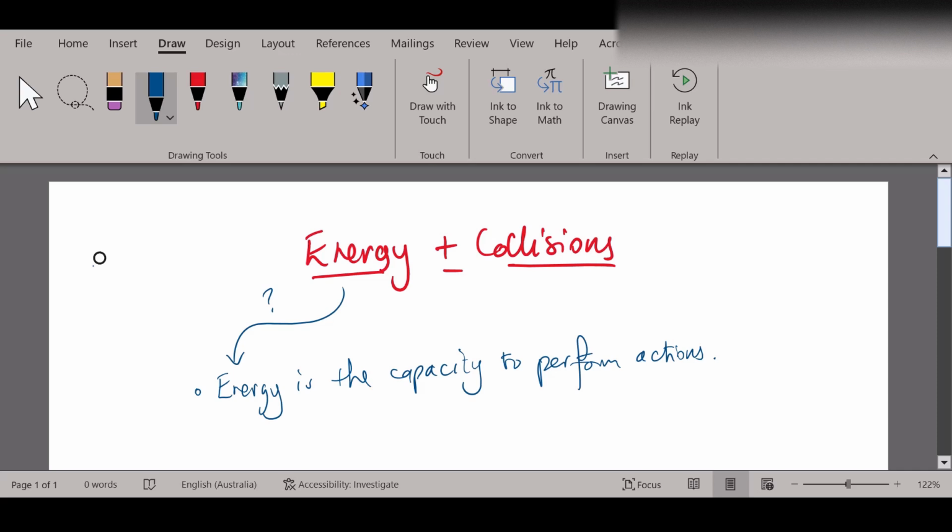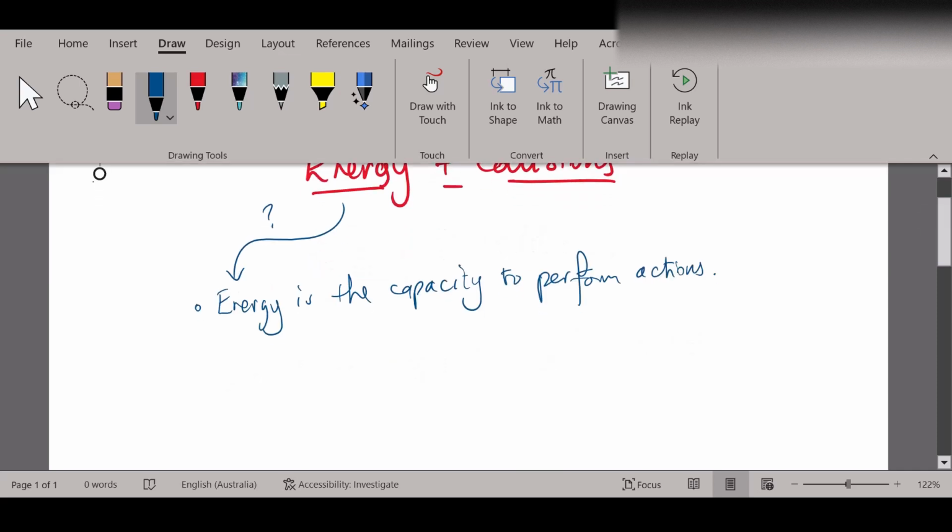Think of it in the context of a car, for example. If you want to drive further, you need more fuel. And what is fuel? Fuel is energy, right? It's not a very physicsy definition. It's a pretty layman's term definition for what energy is.